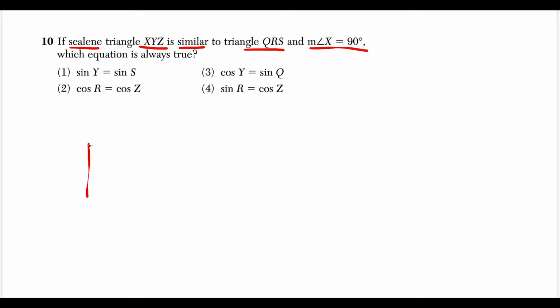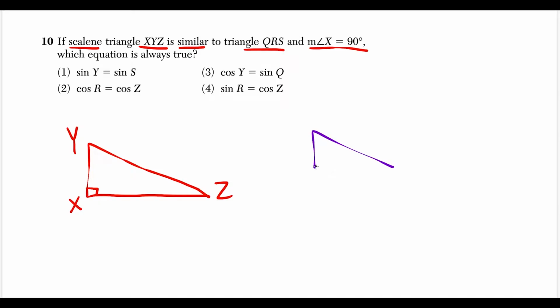So I'm going to draw out XYZ, and we know XYZ is a right triangle because angle X is 90 degrees. So this is going to be X over here, and I'm just going to put Y up here and Z over here. Now if I draw another triangle, I'm going to draw it the same shape but a different size. And for this triangle, we're going to call this one QRS. But just know the letters have to be in corresponding order.